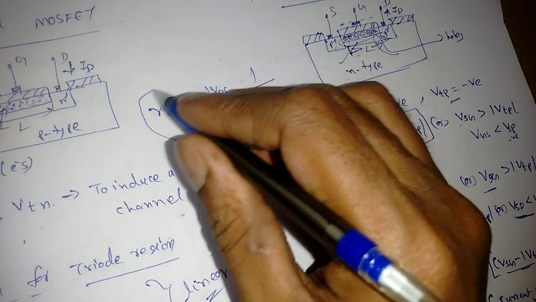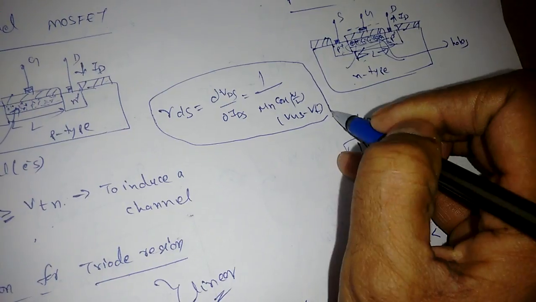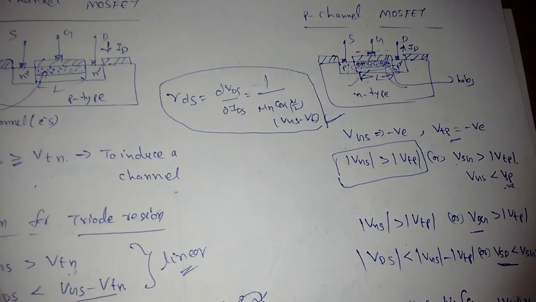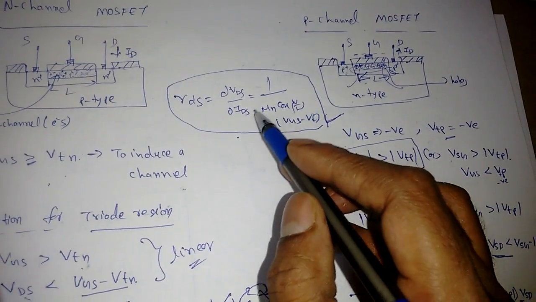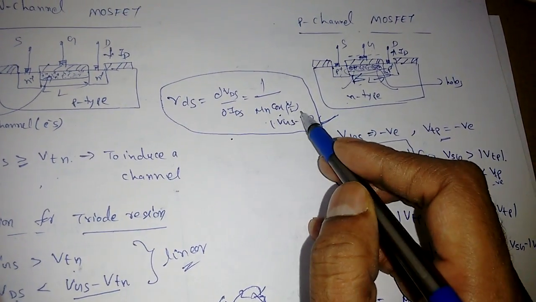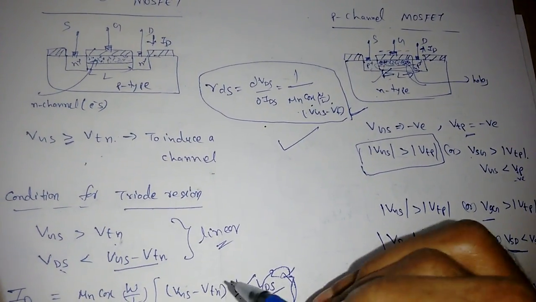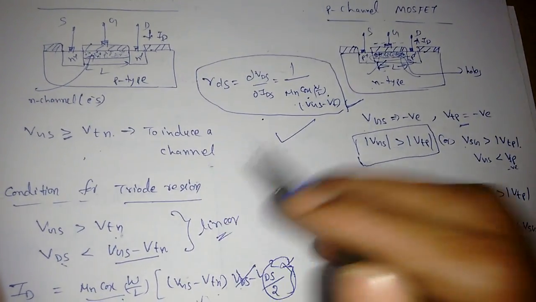This is in what region? Linear region. So this is also one important parameter. Frequently they will ask what is RDS. So in linear region this will become 1 by mu n Cox W by L into VGS minus VT. In the next lectures we will see the small signal models of a MOSFET.